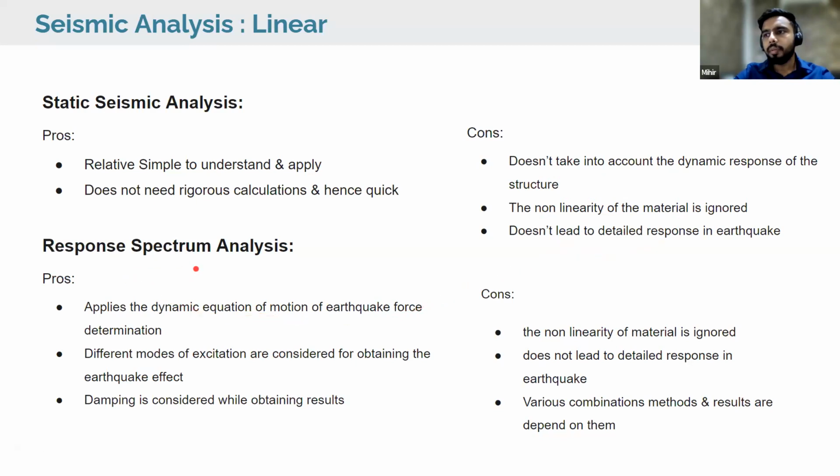Then the response spectrum analysis applies the dynamic equation of motion, the different modes of excitation are considered, and damping is also considered while obtaining results. If I talk about the cons, the nonlinearity is again ignored here, so it doesn't lead to an accurate response. Also, there is the way in which we combine the results of the response spectrum. There are different methods, CQC and SRSS, and depending upon the type of combination that we choose, the results will change.